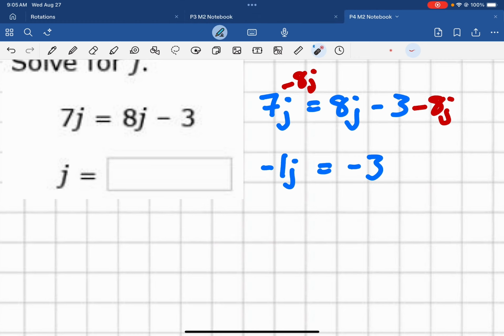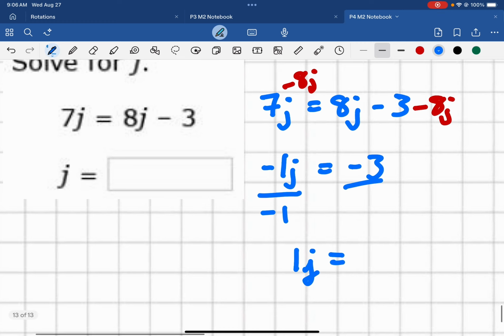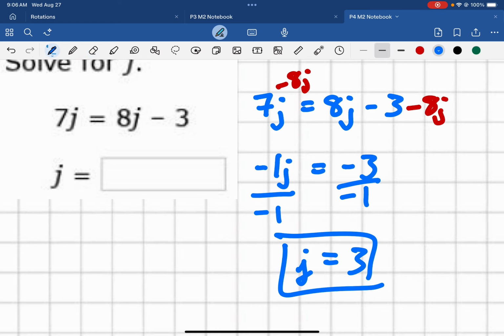All right, so what's next? Now we're going to divide both sides by negative 1, because right here the negative 1 is multiplying the j, and the inverse of multiplying is dividing. If I divide by negative 1, I get positive 1j, and I don't need to write the 1 if I don't want to. Then I have to do the same thing to the other side, and so I get my answer, j equals 3. That's what I would put in my box.